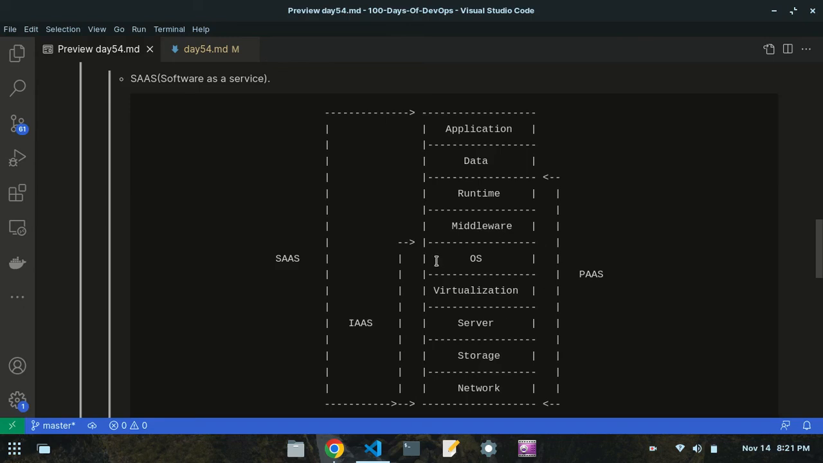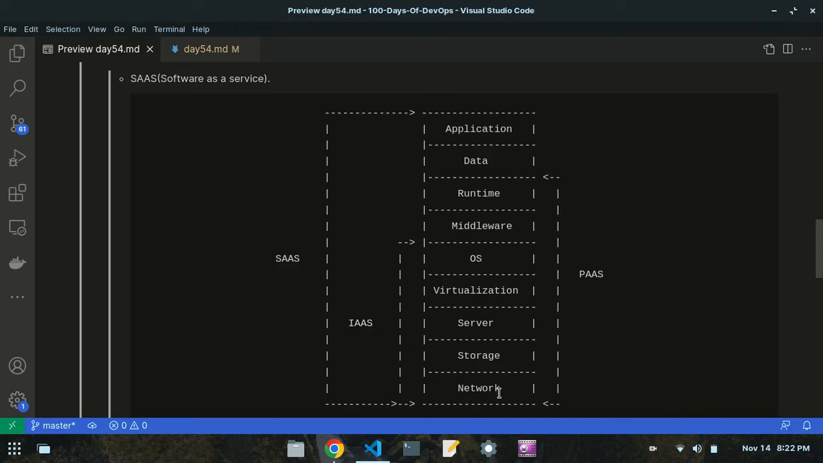First of all, these are network, storage, server, virtualization, OS, middleware, runtime, data, and application. They are divided into 3 layers. From network to OS, these services are called IaaS, infrastructure as a service. If the cloud provider gives you the services from network to OS, these services will be called infrastructure as a service.